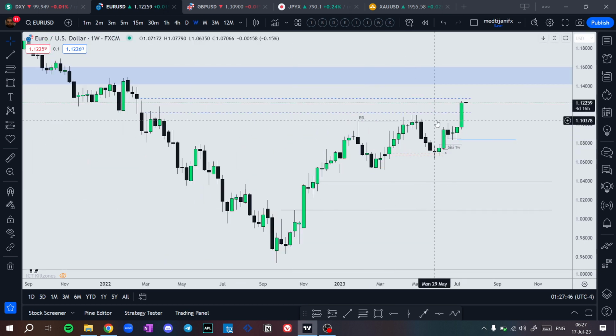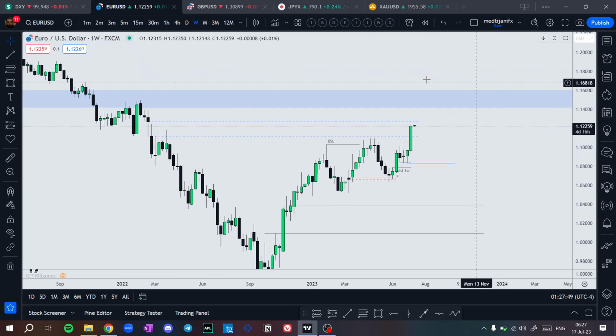Okay, on the weekly time frame, what we see at our fair value gap, we have a consolidation here.